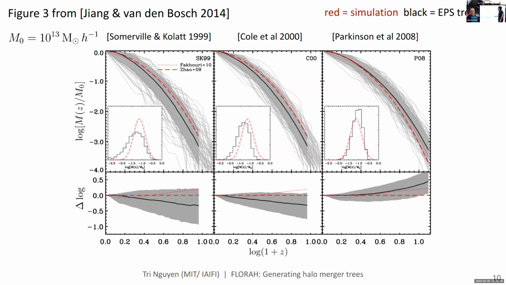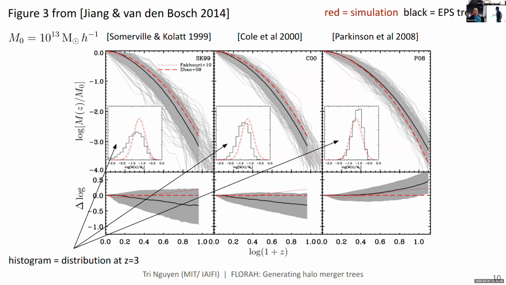And the histogram here is showing you the panel, an example of a redshift slice equal to 0, showing you how much the mass is different.